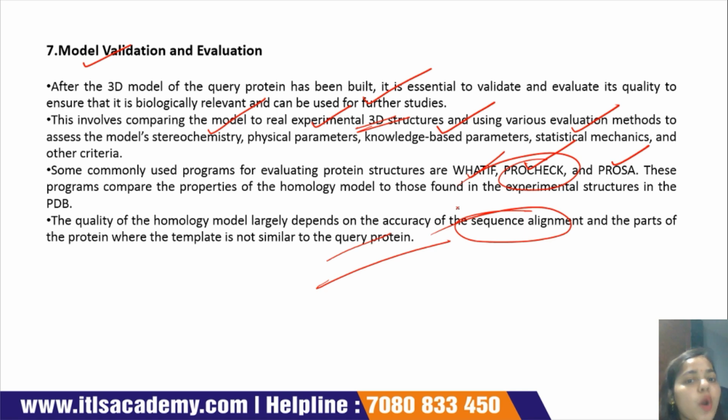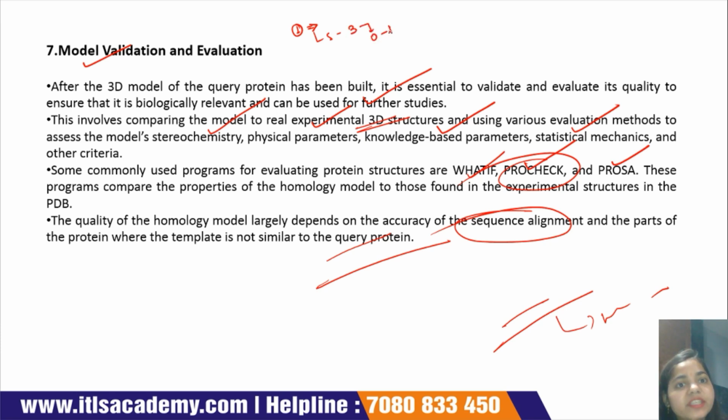These are the steps which are used in homology modeling. First step is identification of template, then sequence alignment, then building the 3D structure, then optimization, then validation and evaluation. These are the methods which are used to perform homology modeling.